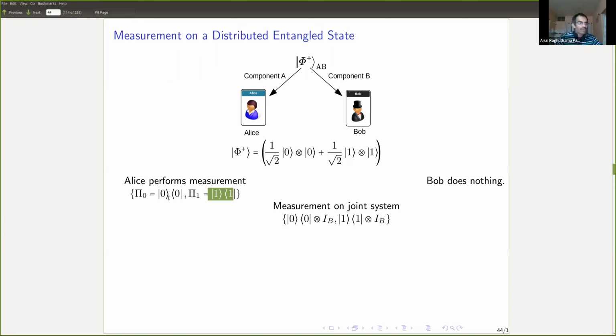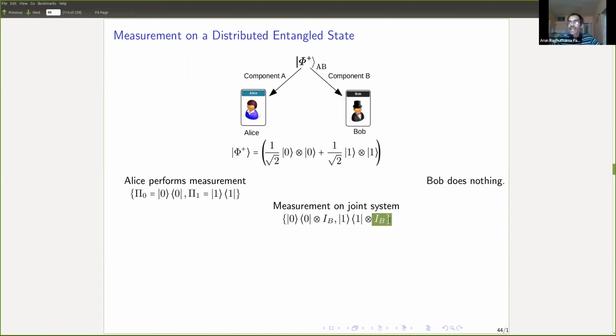Remember, this is read as the ket and this is read as the bra, so I'm reading this as ket-bra 00 and this is ket-bra 11. If you add ket-bra 00 and ket-bra 11, you get the identity. So Alice performs a measurement, Bob does nothing. What is the effective measurement on the joint quantum system? It is ket-bra 00 tensor I_B, comma ket-bra 11 tensor I_B. Those are the measurement operators on the joint system.